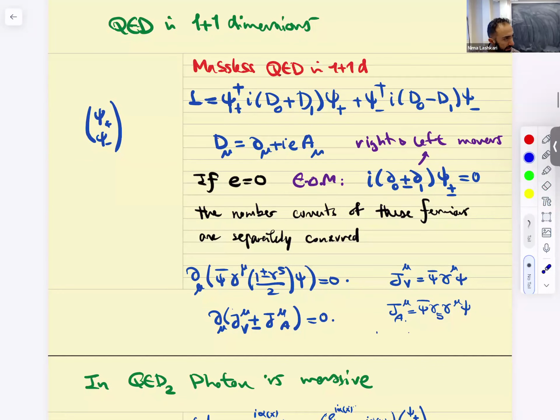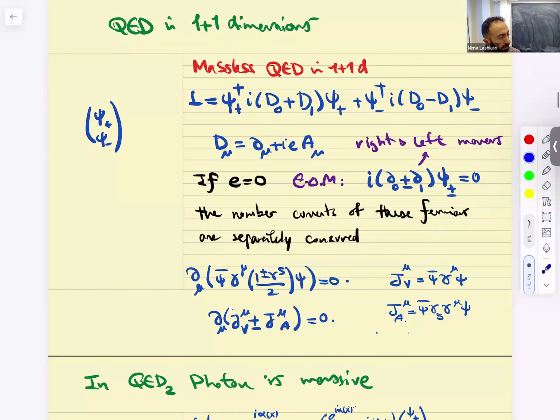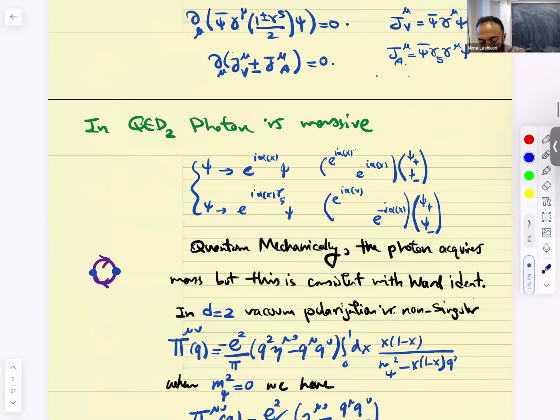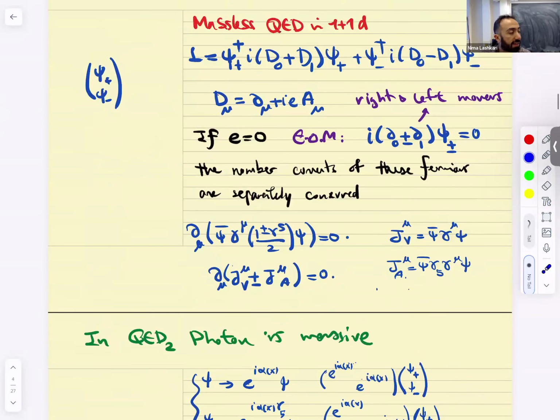Is it clear what I'm saying? At the level of the action, of course, the photon is massless and the fermion is massless. We saw that the photon gets a mass quantum mechanically because of the corrections. I don't remember what happened in the Schwinger model. I think the fermion remains massless. There are no quantum corrections to that. I think that's a true statement. But anyway, at this level, we were just talking about the classical action.